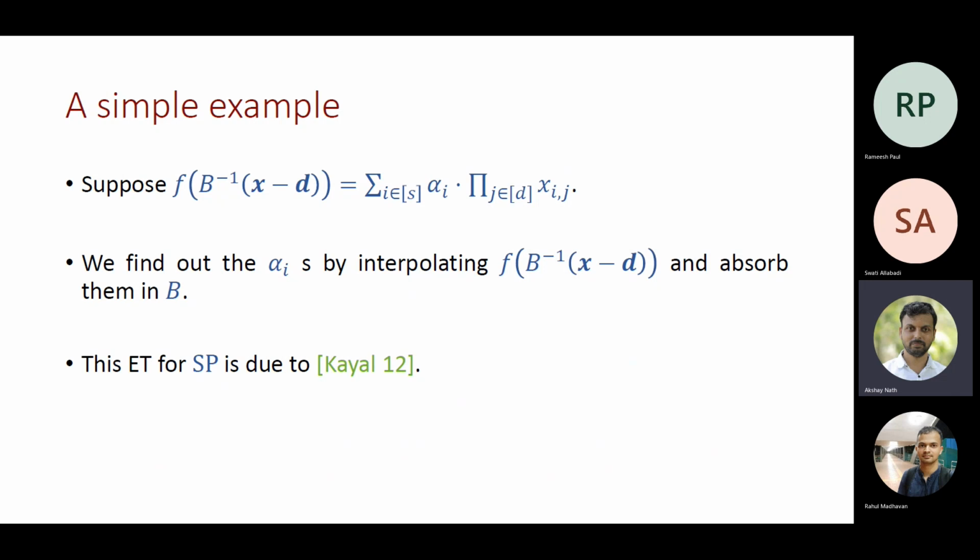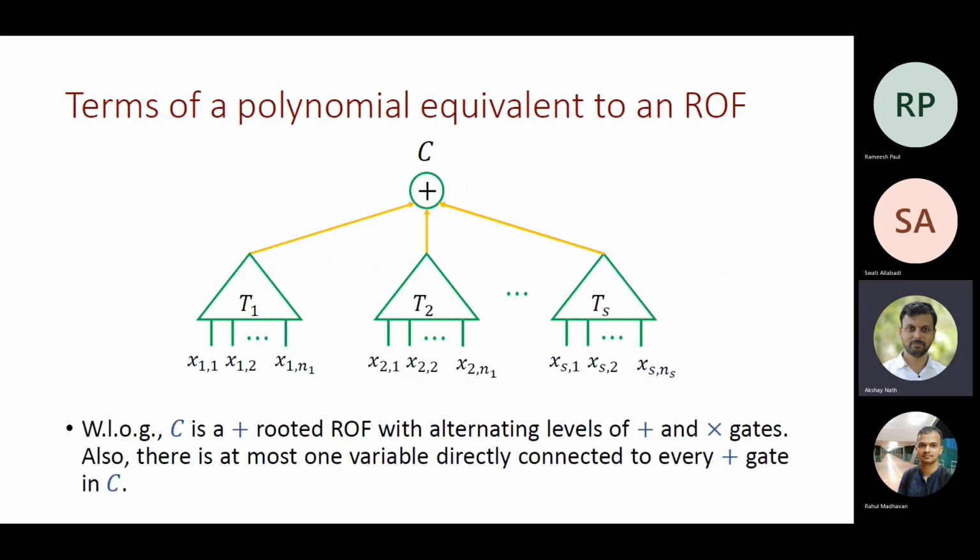So this completes the ET for the sum product polynomial. And this ET is due to Kayal. Now, before I tell you how to do ET for a general ROF, let me first establish some terminology.